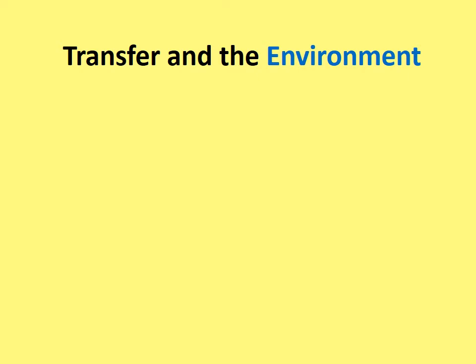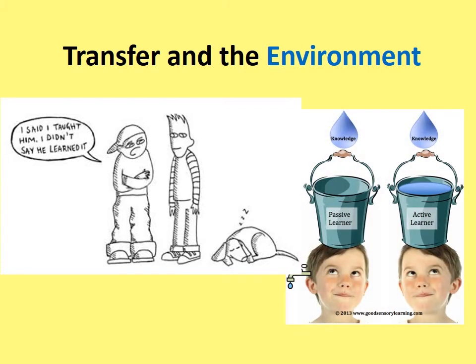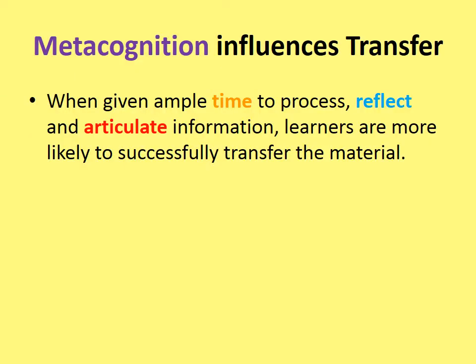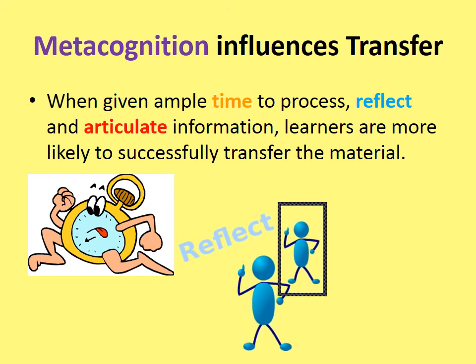The environment in which material is learned may also influence transfer. As expected, active and engaging environments tend to promote intrinsic motivation, which in turn leads to better mastery and thus transfer of material, while passive environments may produce the opposite effect. Finally, the involvement of metacognition in the learning process can influence transfer. Students that are engaged, given ample time to process, reflect, and articulate material that has been presented to them generally are better able to transfer material.